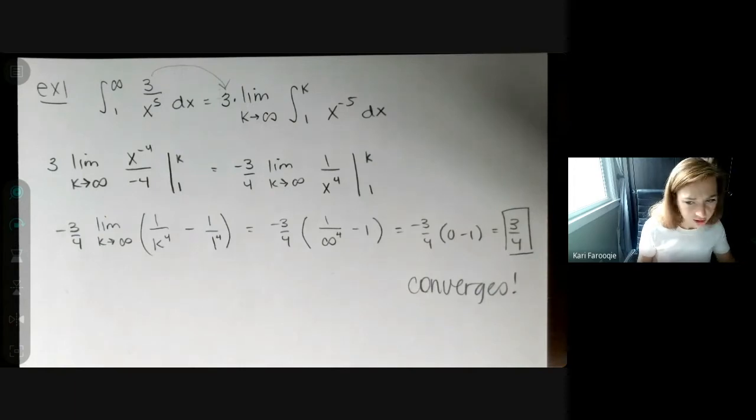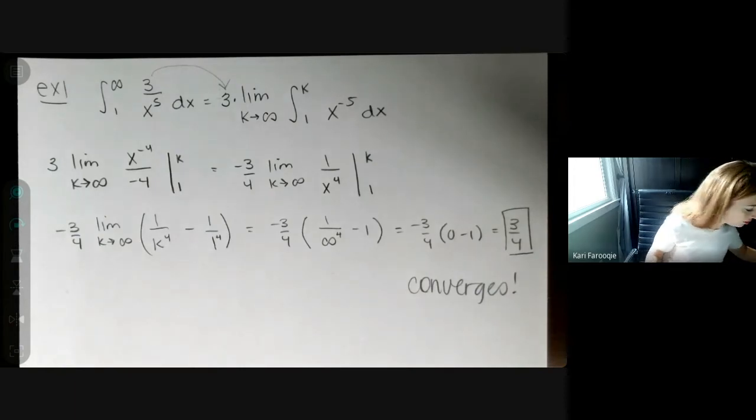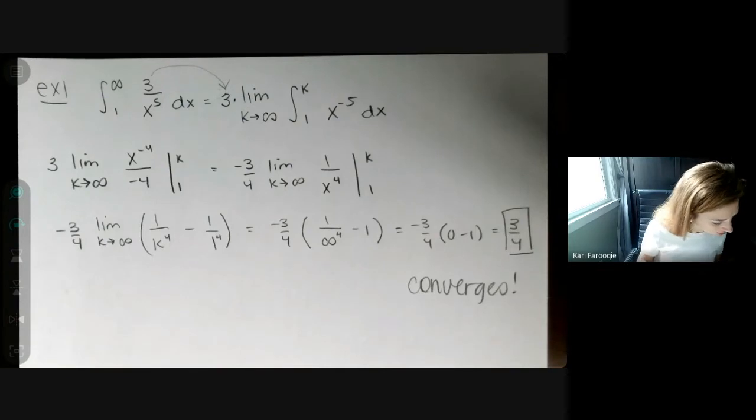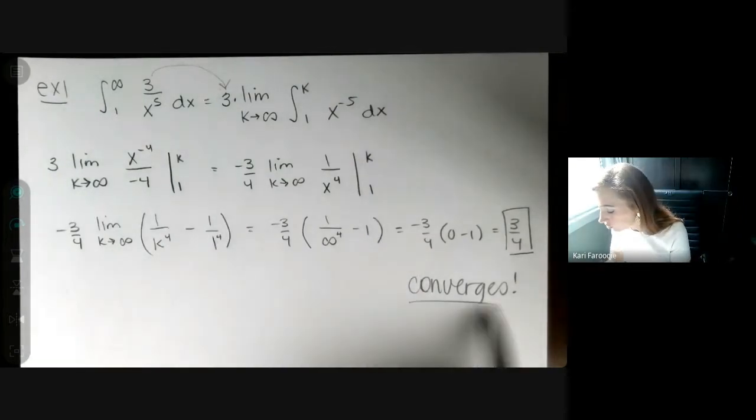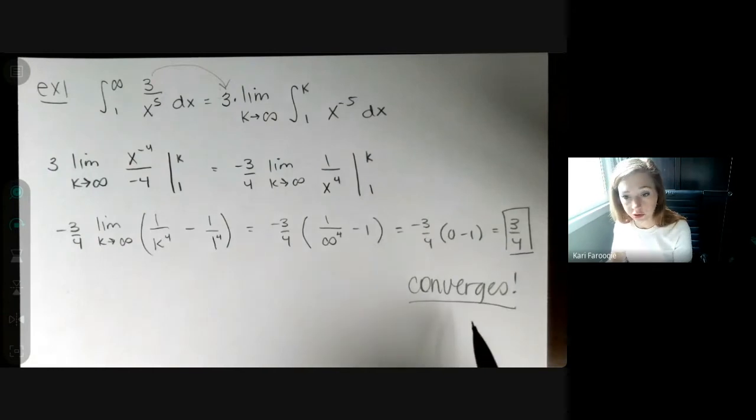I was going to check your homework just to make sure that we're answering all the questions it's going to be asking you to do. Determine whether the improper integral converges or diverges. If it converges, find its value. We just did that. So we said it converges, and it converges to 3/4.